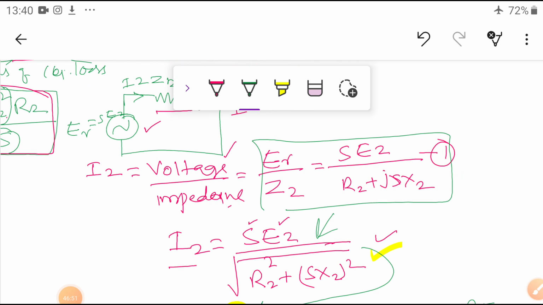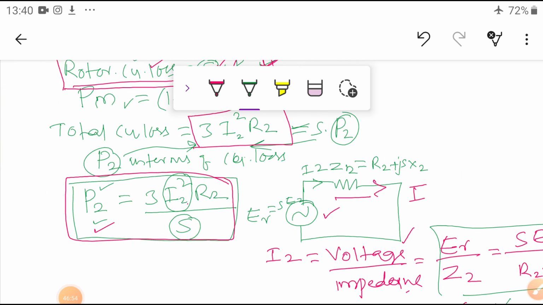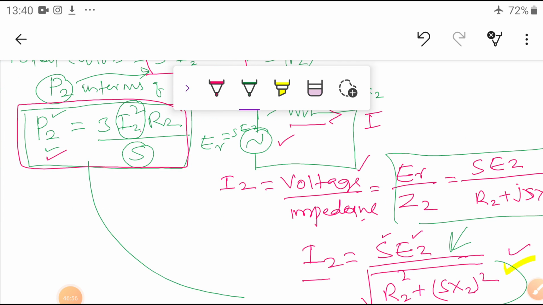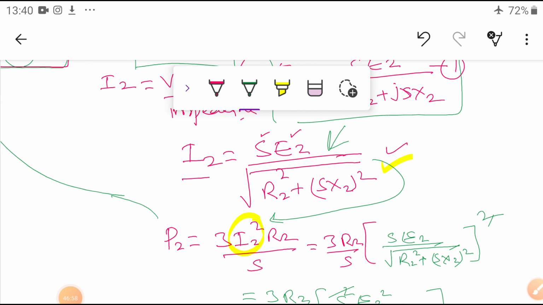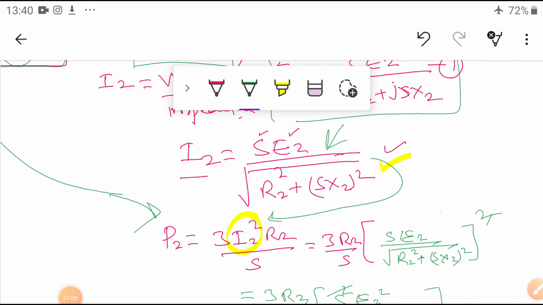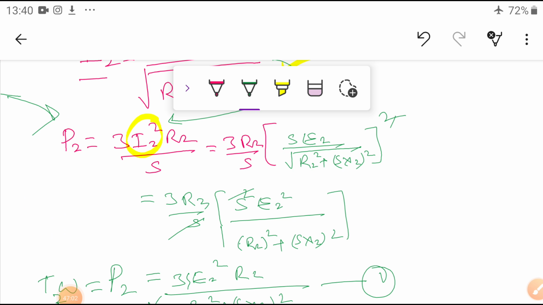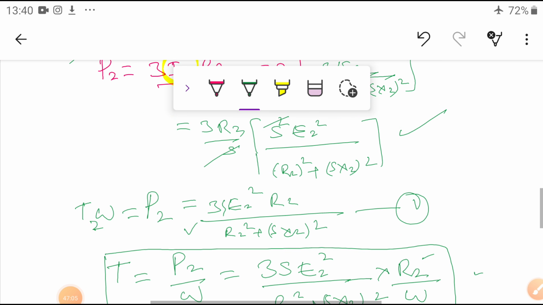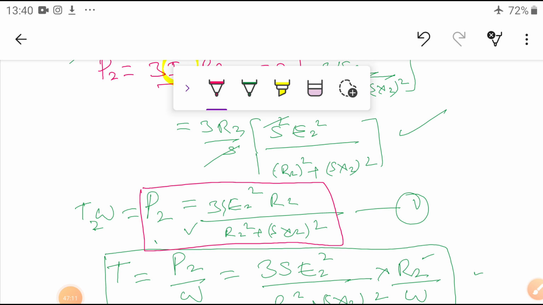Here we require the P2 value now. Where is the P2? This value. I substituted it here. So the P2 value is substituted, and then I am going to get this. So the P2 value is equal to this much. But what is this value?